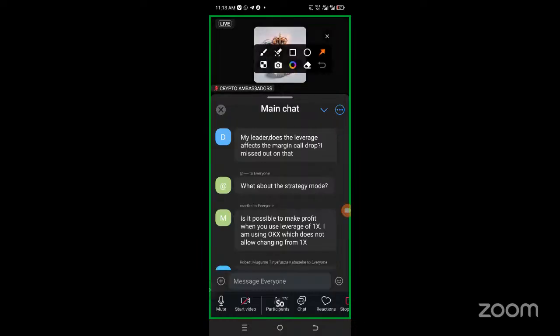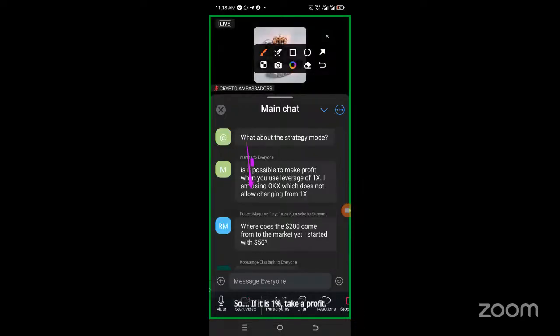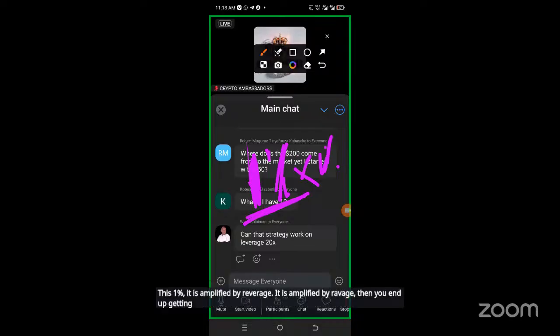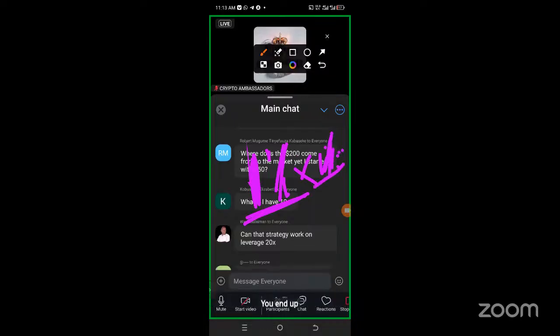So if it is 1%, take a profit. This 1% is amplified by average, then you end up getting 10%.